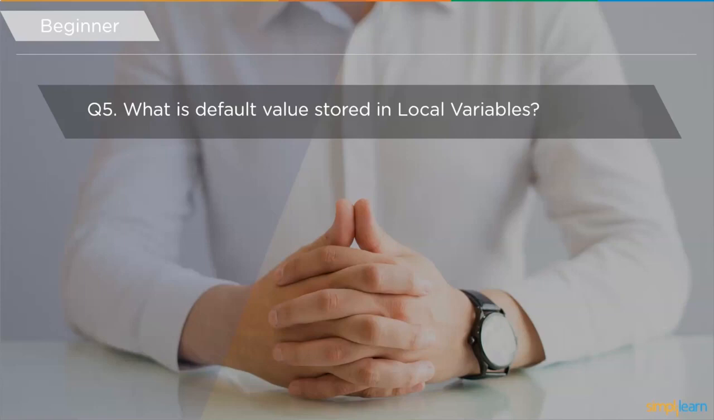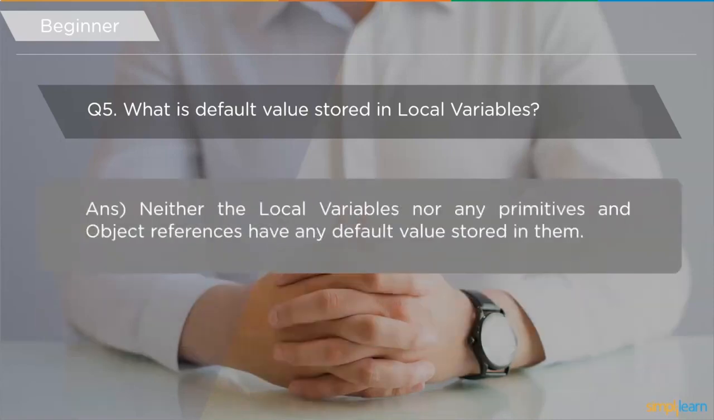If you just declare it as int i, then the value stored inside that i variable will be a garbage value. So similarly, when you declare some kind of local variable in Java, then what will be the default value stored inside it? So the answer for this question is neither the local variables or the global variables or any primitives or any object references have any kind of default value stored in them.